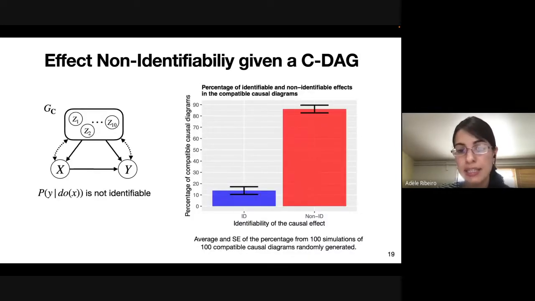This is just the parallel for the simulations that I showed before. So I randomly generated some causal diagrams compatible with this diagram. And just for an idea, in around 85% of the diagrams, the effect was not identifiable. So given the knowledge encoded here, we cannot guarantee that the diagram would be one of these cases where the effect is identifiable. So that's why the effect cannot be identifiable from the entire class represented by the cluster diagram.